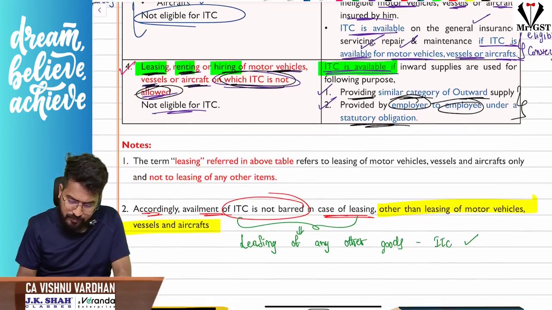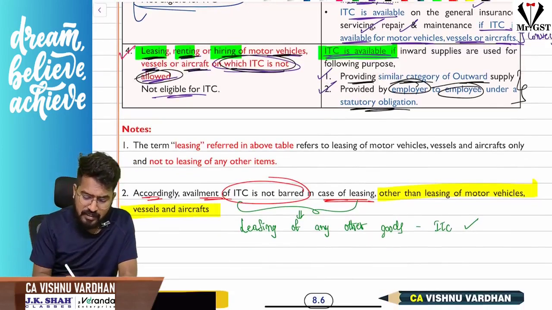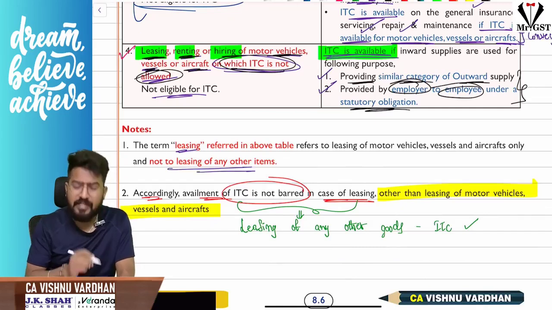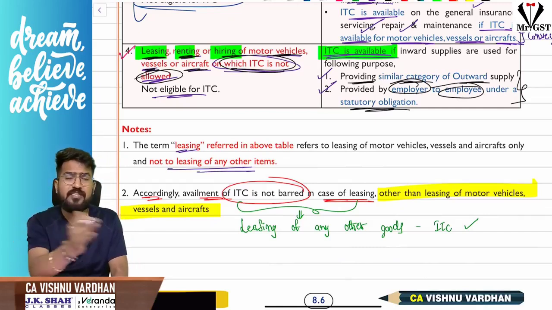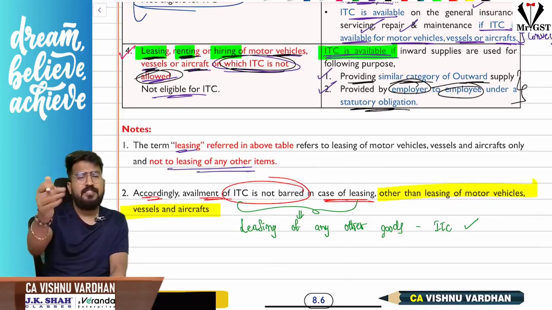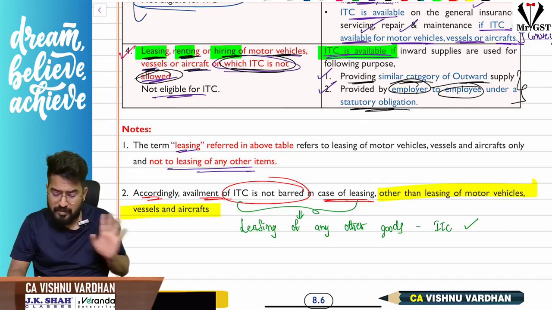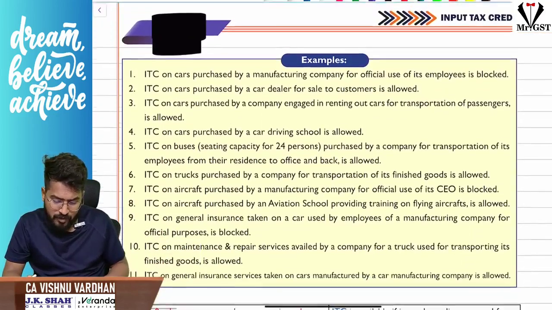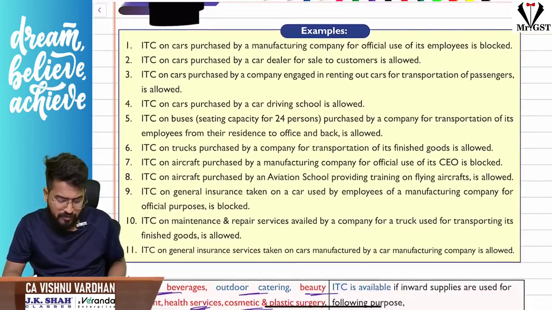Next, understand this leasing is only for those conveyances, not leasing of any other items. So if you lease out any other items, you are leasing your laptop, leasing out any other plant and machinery, all that, in such cases ITC is there. It is not blocked. Please be careful. So there are some examples here. You can just pause the video and go through them.